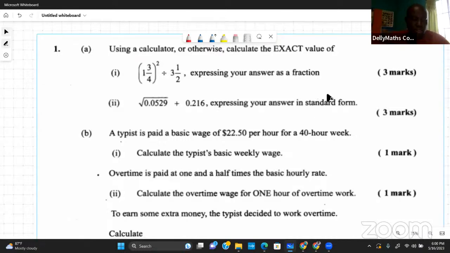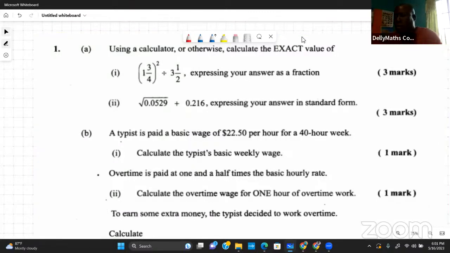All right, it is now 6 o'clock and we're about to start. Tomorrow is the exam, and we have a number of things to go through as we go forward. All right, let's just check. All right, let's go.